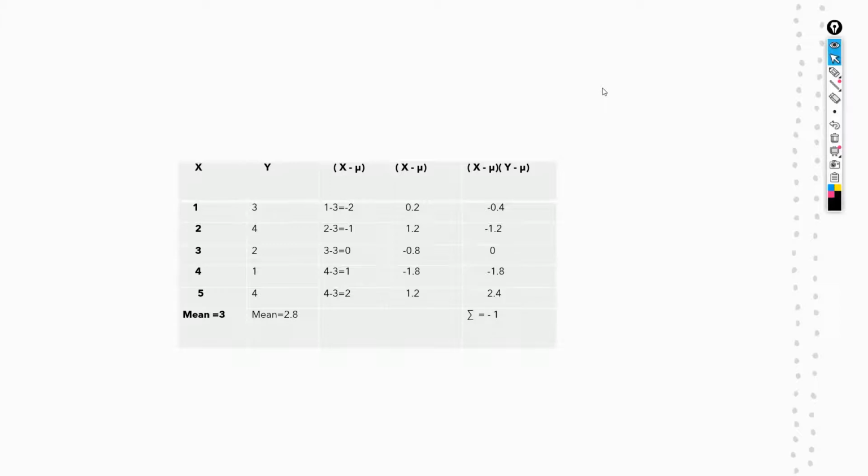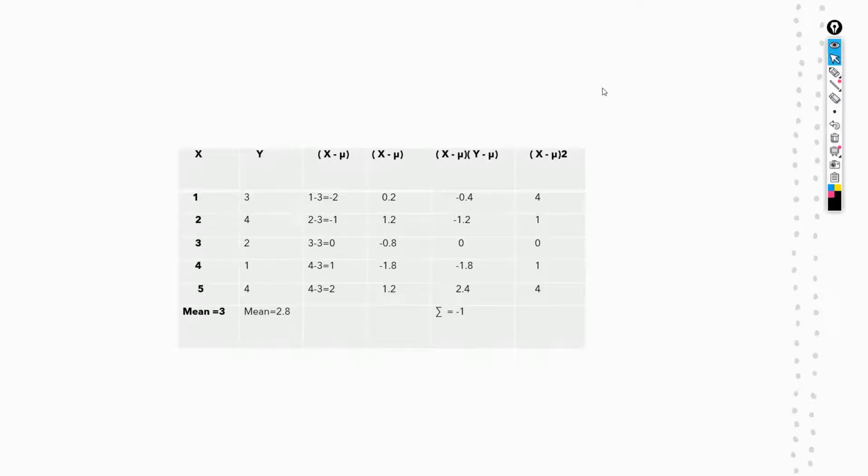We have found the slope numerator, the summation of (x minus mu) into (y minus mu), and its value is minus 1. This is the thing we have found. We have already found the numerator. Now we want to go for the denominator.